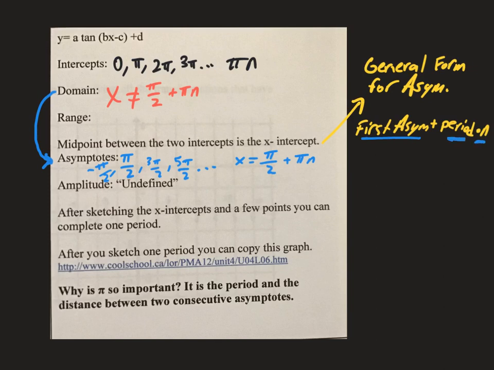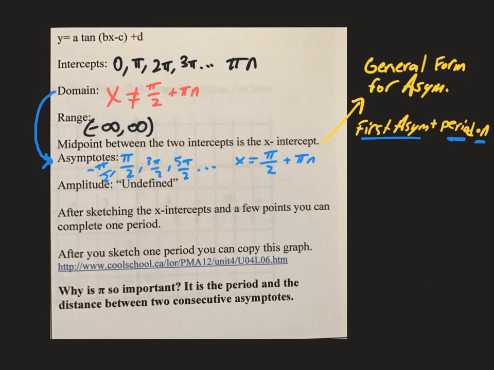All right, let's keep going through these features. We've also got the range for tangents, and the range is very simple, guys. It goes from negative infinity until positive infinity. Tangent doesn't have any restrictions on the range, and so that one's very simple.